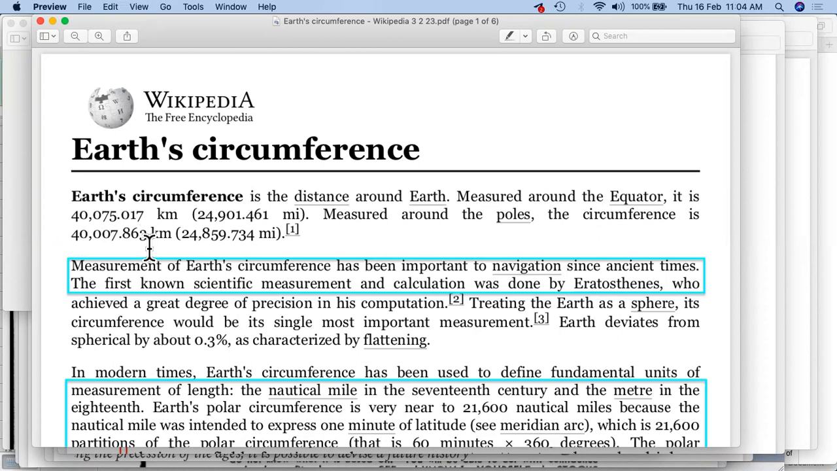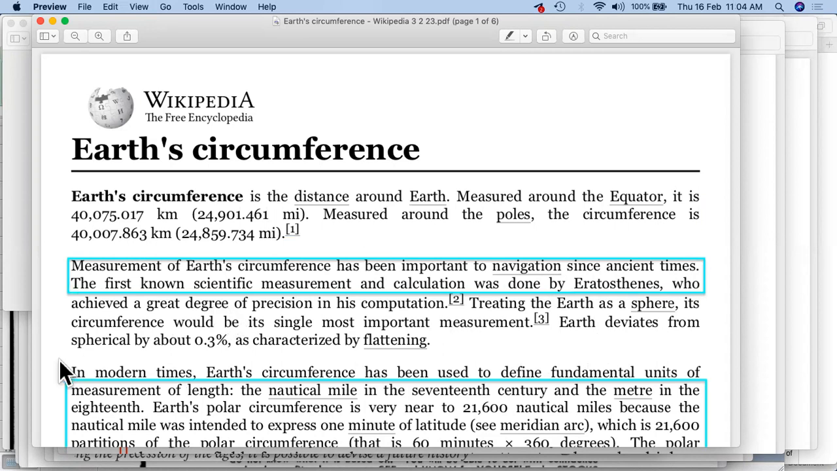It was previously decided that it should be 40,000. We'll go through the history of that, right? Measurement of Earth's circumference has been important to navigate since ancient times. The first and most important thing is they were using ships, and for navigation purposes they required distances, measurements, degrees. So this is the basic concept from which all the calculations did involve, right?